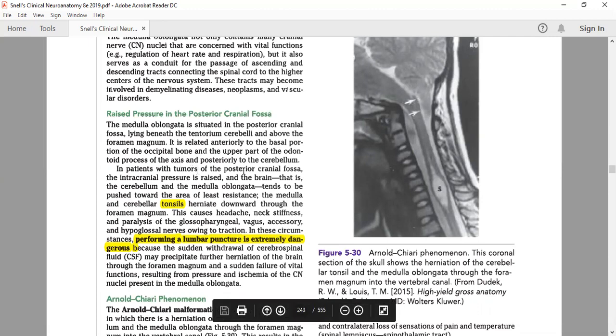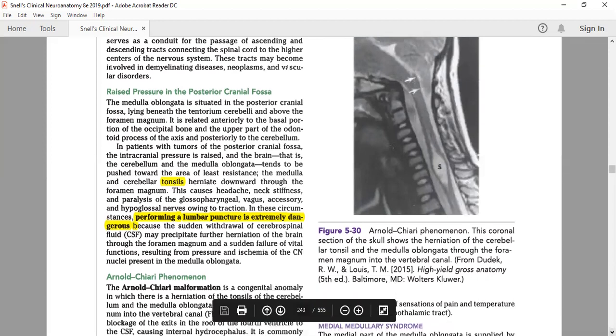In patients with tumor of the posterior cranial fossa, the intracranial pressure is raised, and the brain, that is, the cerebellum and medulla oblongata, tends to be pushed down the area of least resistance. The medulla and cerebellar tonsils herniate downward through the foramen magnum. This causes headache, neck stiffness, and paralysis of glossopharyngeal, vagus, accessory, and hypoglossal nerves owing to traction.